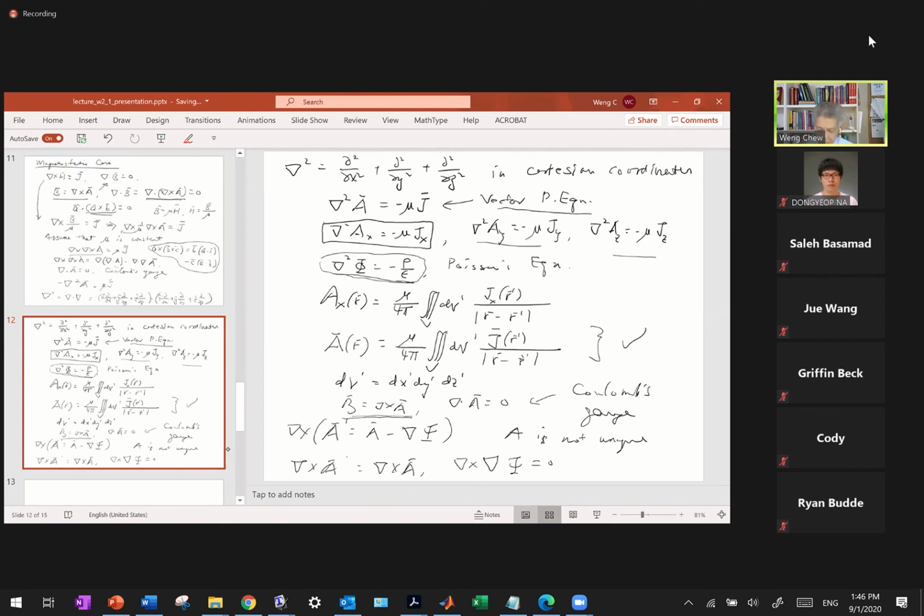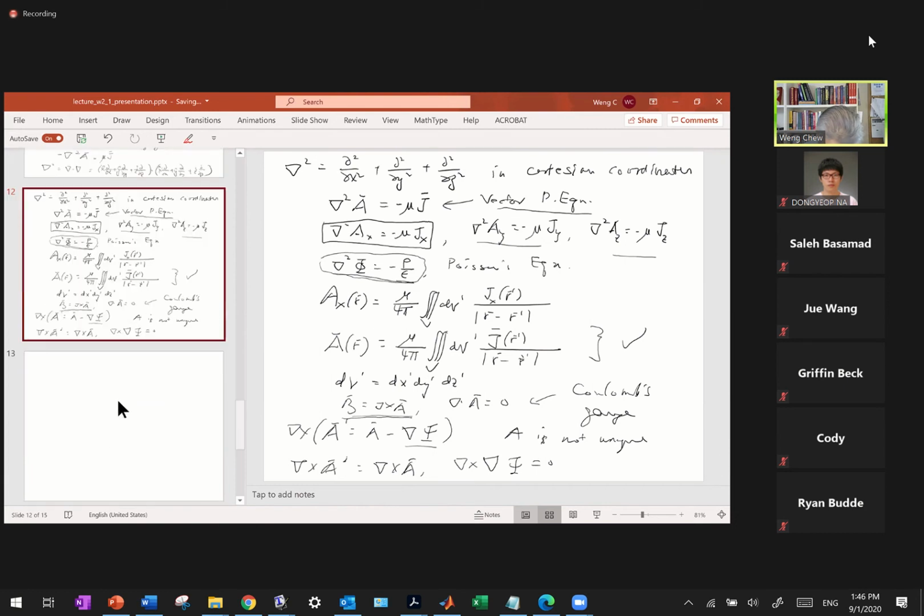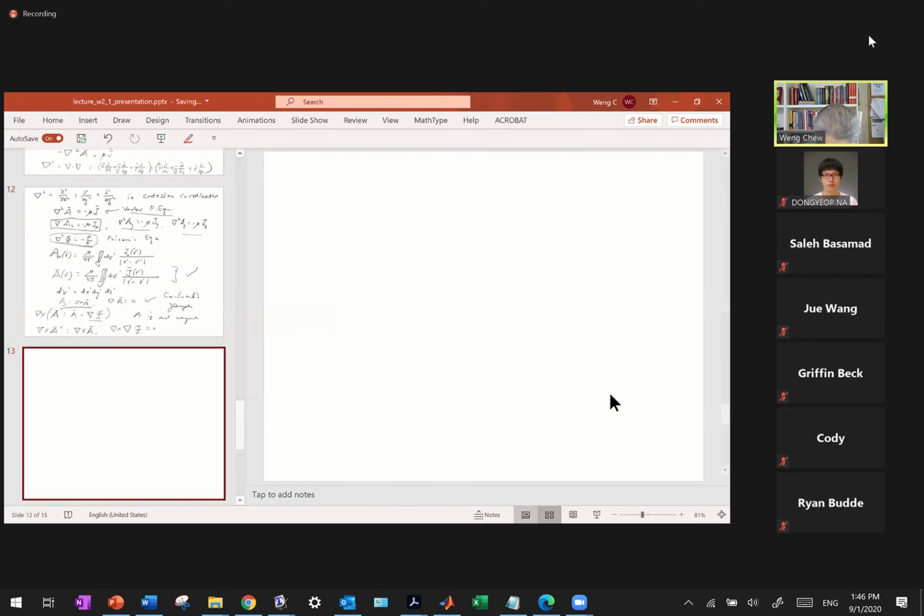Okay, if we just stipulate the curl of A equal to B, you can always add a term to A and make a new A prime, and the curl of A prime would be the same as curl of A. So A is not unique, and in order to make A unique, we need to add the additional fact that the divergence of A has to be equal to 0.